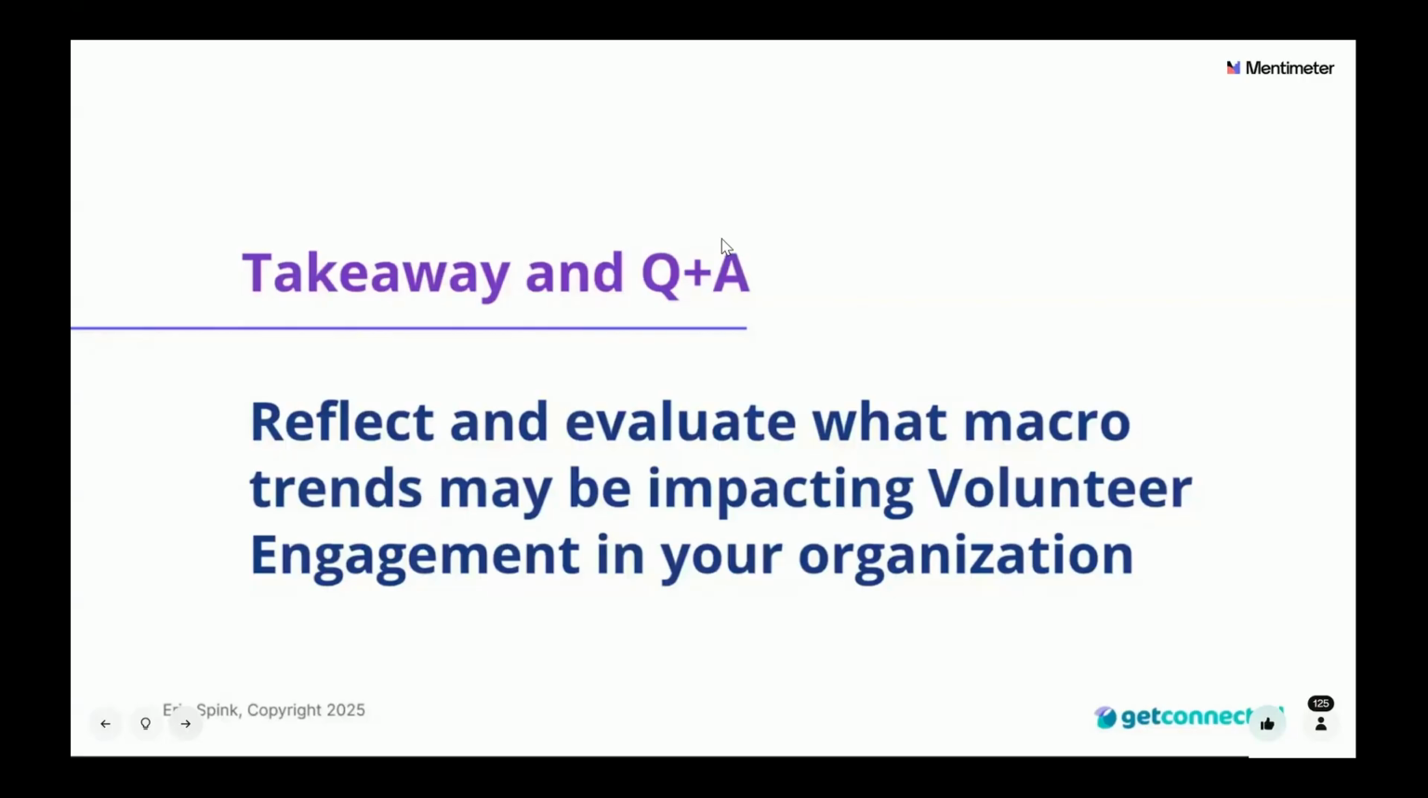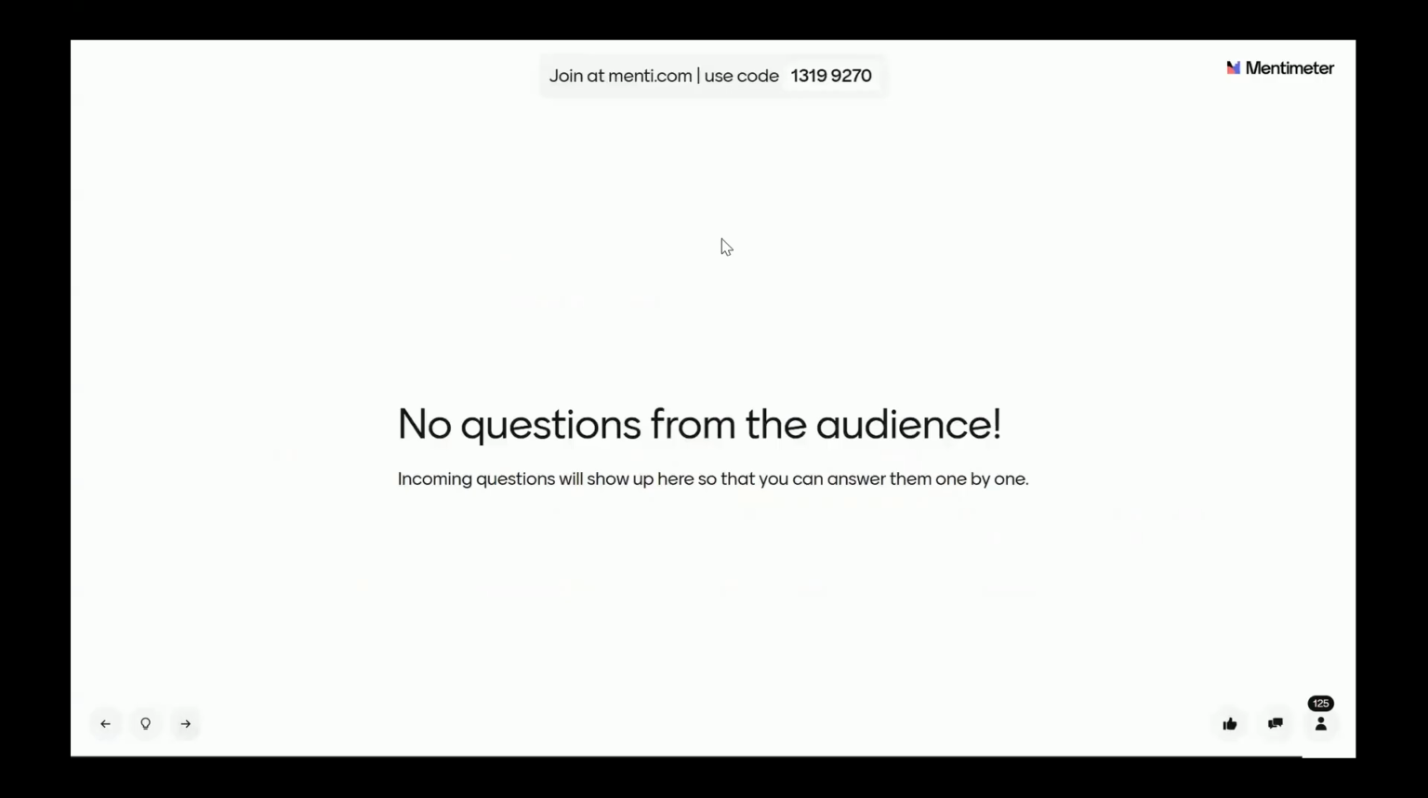The takeaway, I'd really encourage you to reflect and evaluate what macro trends may be impacting your volunteer engagement in your organization, and really think about how you might be able to reframe things through a strategic mindset, either using the global trends, the transformational leadership, or the Metrics That Matter lenses, how you might position yourself and your work, and more. So I will just move to that slide, and I'll just also check the chat.